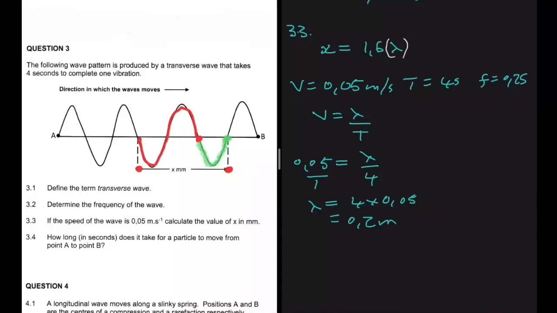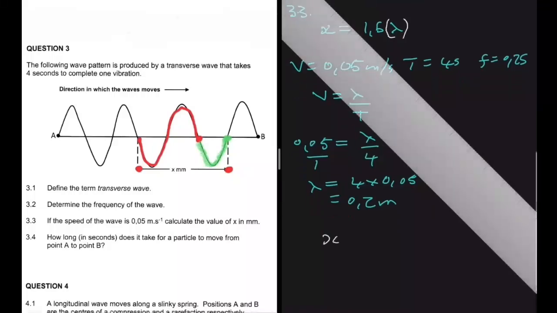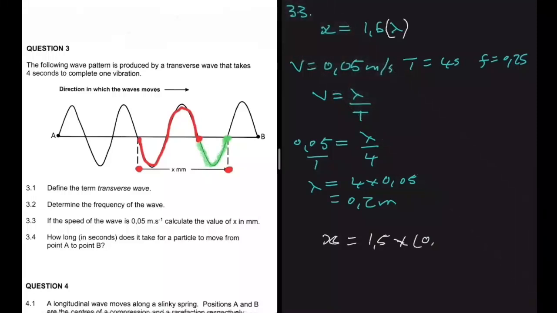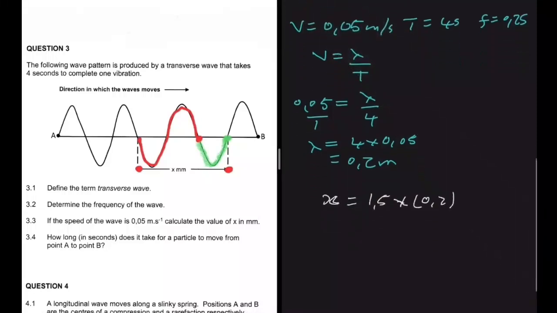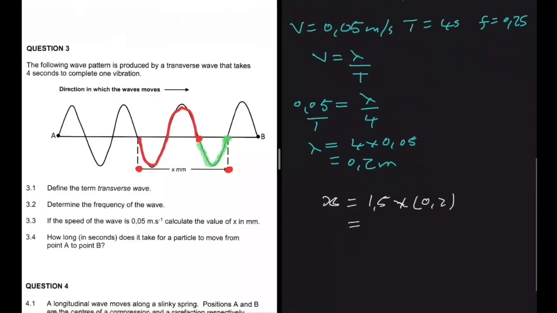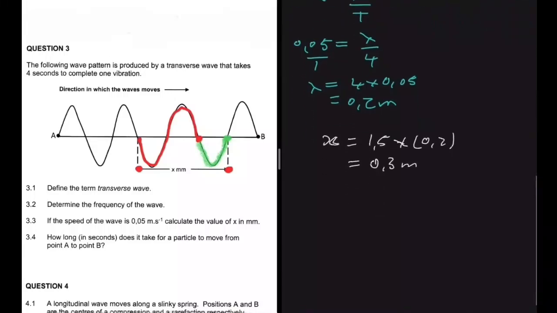Now we can say that x will be equal to 1.5 multiplied by 0.2, the wavelength. If you compute that, we should get 0.3 meters. But let's not forget, our question says that we need the value of x in millimeters and not in meters. So x is equal to 0.3 multiplied by 1,000, which should be equal to 300 millimeters. So that's how we essentially solve this kind of problem.